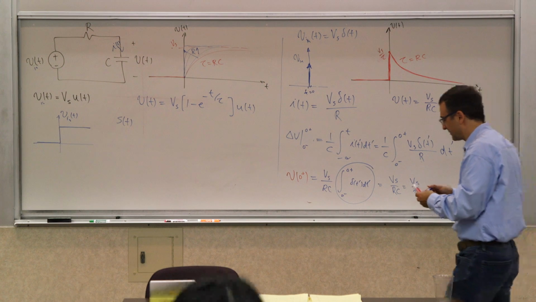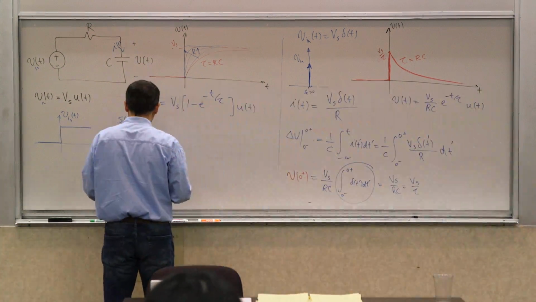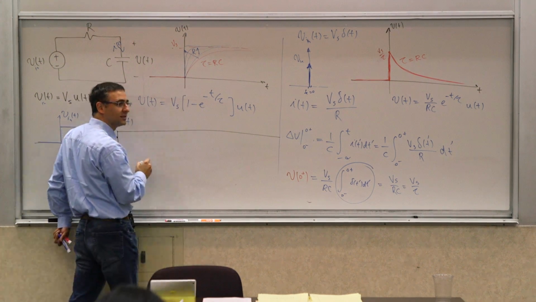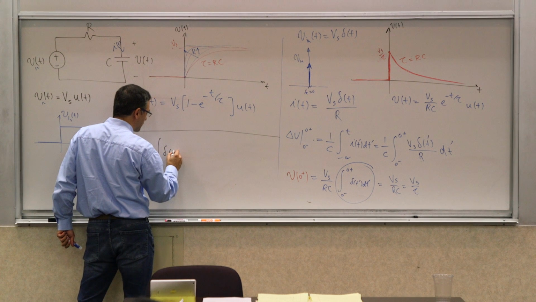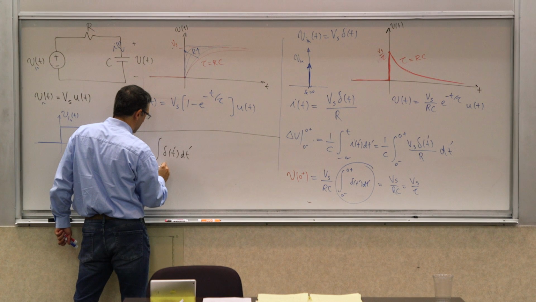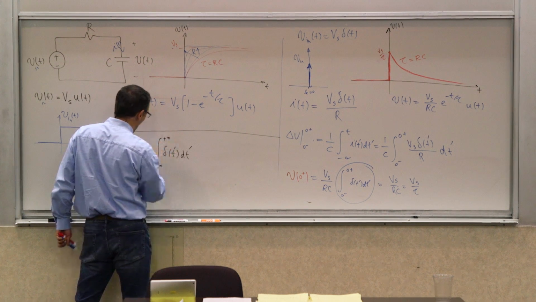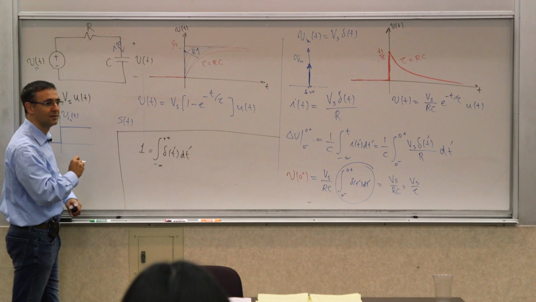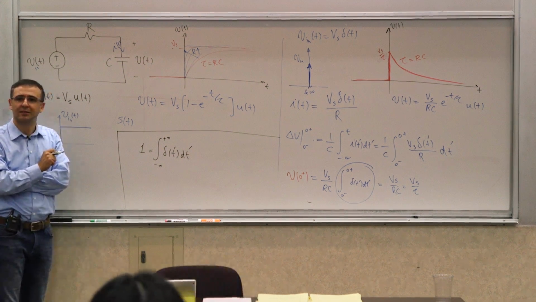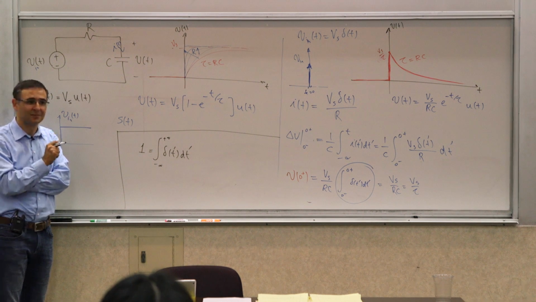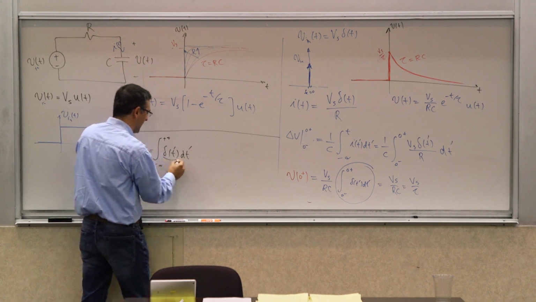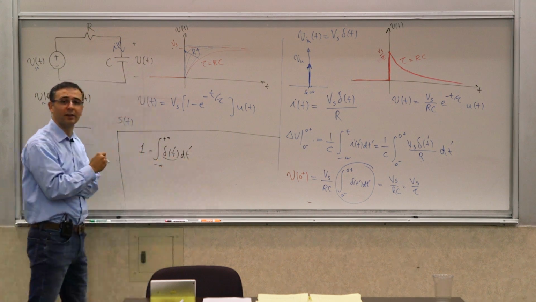Let me ask you a question. So this is a side note. What are the units of delta of t? Let's think about the definition. The integral of delta of t from negative infinity to positive infinity is equal to 1. What should the units of delta be if 1 is unitless? 1 over second, right? 1 over time, because it's multiplied by time and produces a 1.